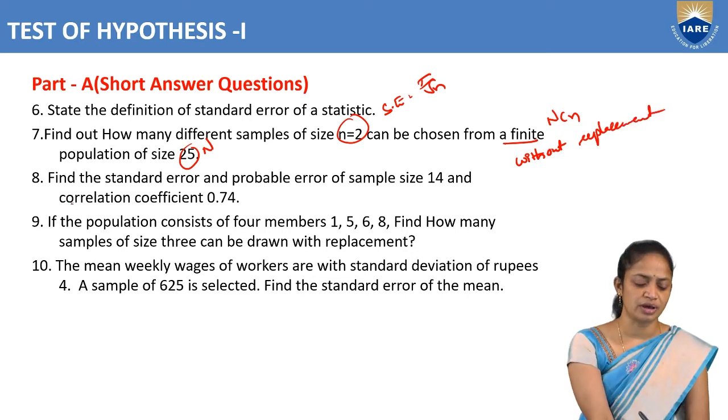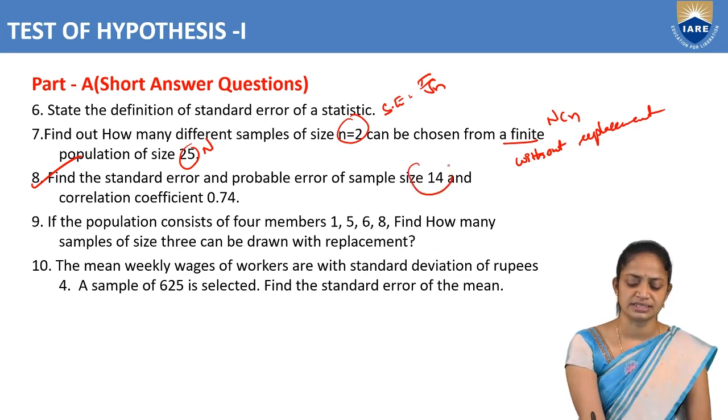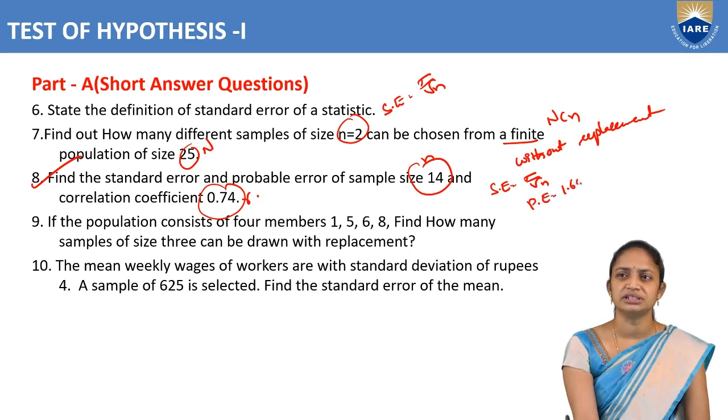Now coming to the next question, find the standard error and probable error of sample size. Sample size is denoted with small n, and the correlation coefficient is denoted with r. The standard error formula is sigma by root n, and the probable error equals 1.645 into standard deviation.